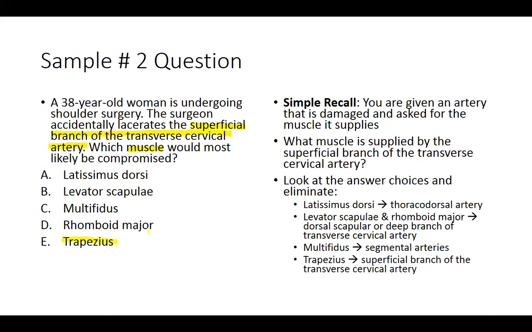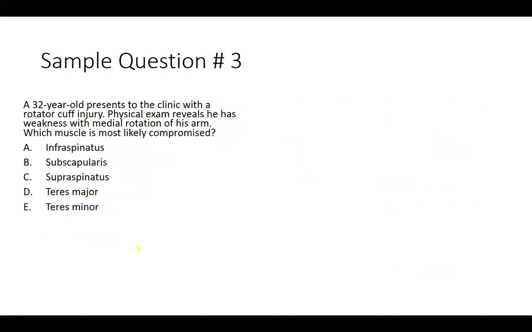Okay? So again, with simple recall questions, remember, you're limited in time when going over questions. So if you know the answer, go with your gut, circle it, and move on. But if you don't, then I would suggest look at the ones you do know, eliminate those, and try to get your best possible answer to go on.